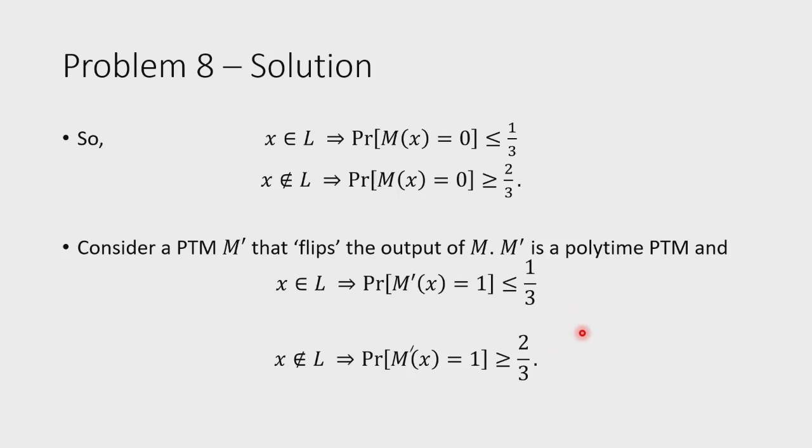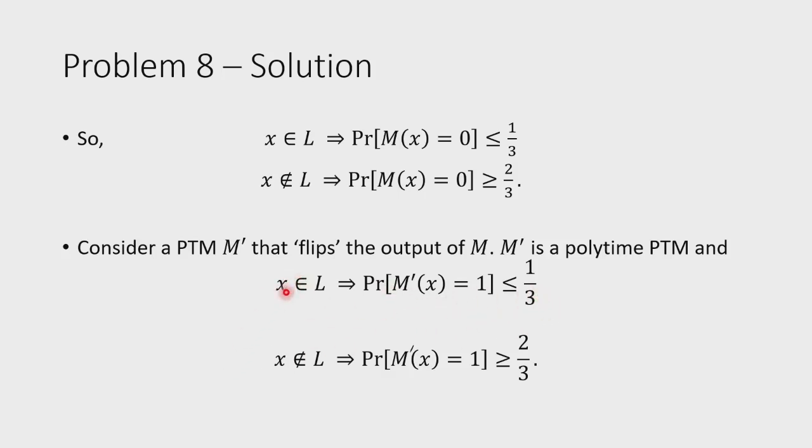Yes, and does it have anything to do with the BPP class? BPP is closed under complement, so co-BPP and BPP are the same. That's why we don't have the class co-BPP. Right. So we obtained these two things.